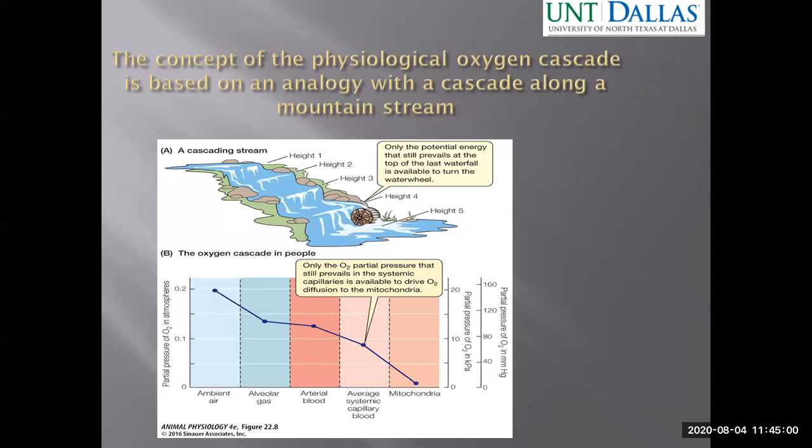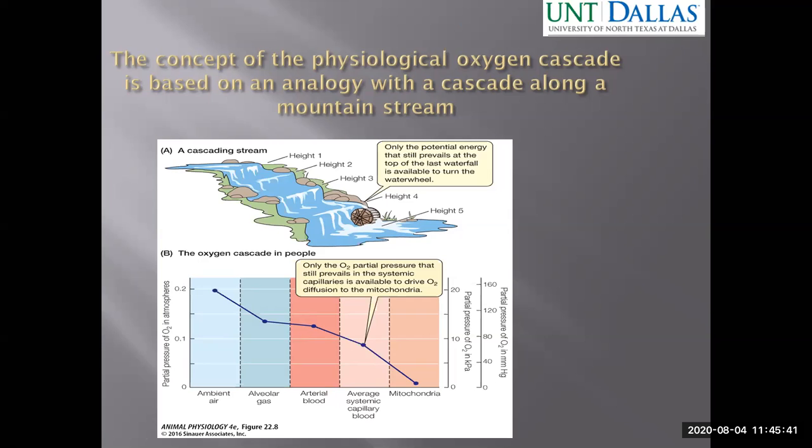So you might have heard about the oxygen cascade. The concept of the oxygen cascade is an especially informative way to summarize the transport of oxygen from the environment to the mitochondrion of an animal. In everyday language, a cascade is a series of steep waterfalls. So you can see here a cascading stream. It resembles a waterfall that has different heights. So a cascade can be related to a series of steep waterfalls along a stream.